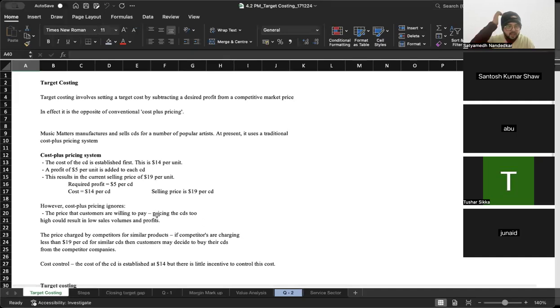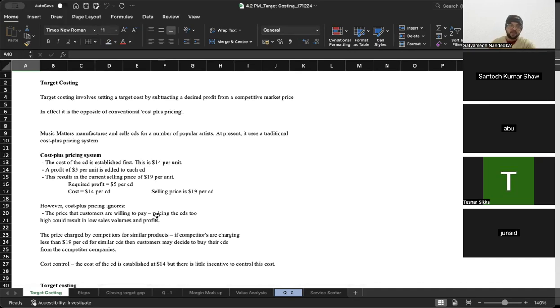Okay, so let's see how this calculation goes. Target costing involves setting a target cost by subtracting a desired profit from a competitive market price. In effect, it is the opposite of conventional cost plus pricing. Now, when is this method used, or which companies use this method more?